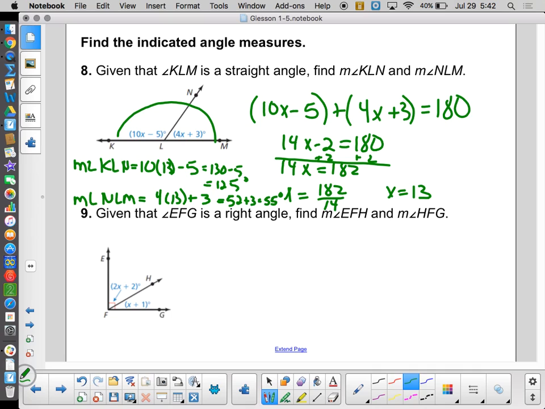Number 9 works very much the same way, except this time we're going to add them up and set them equal to 90, because this little box right there indicates that that is a right angle. I'm not going to bore you by running through that entire example again, but you get the idea. We're going to add them and set them equal to 90.